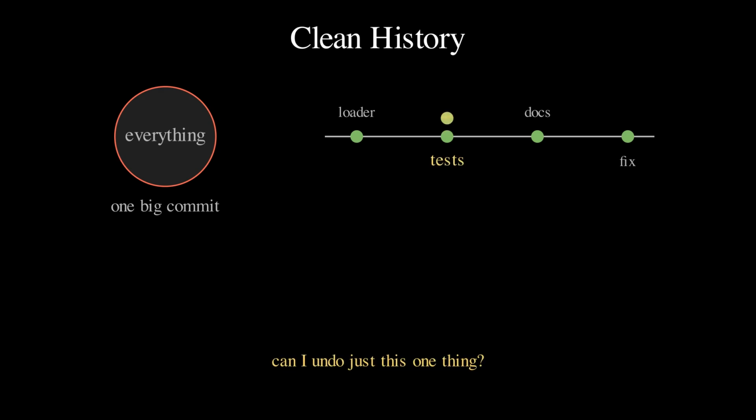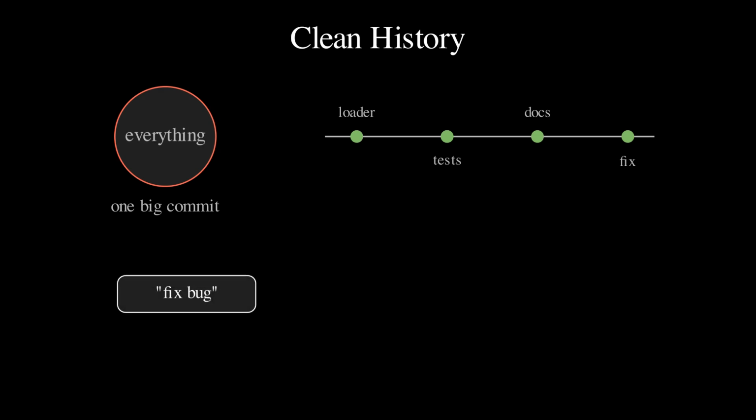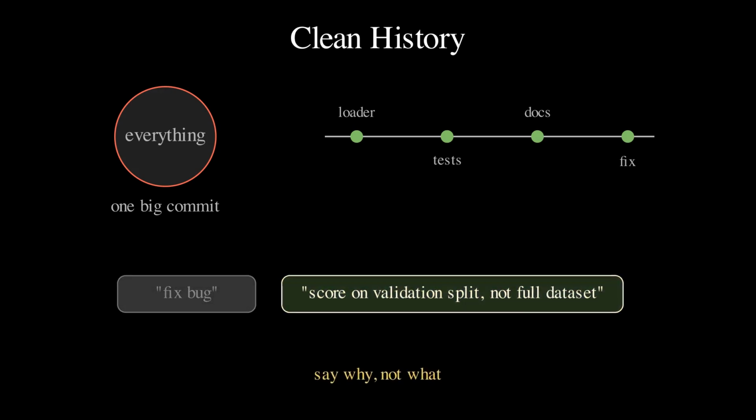Before committing, ask one question: if I need to undo just this one thing, can I? If the answer is no, because the commit bundles two unrelated changes, split it and write the message to say why, not what. The diff already shows what changed. Not "fix bug," but "score on the validation split, not the full dataset, which was leaking into fitness." Six months later, you will be grateful for it.